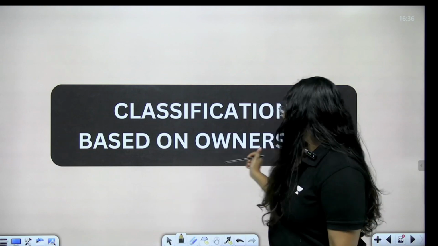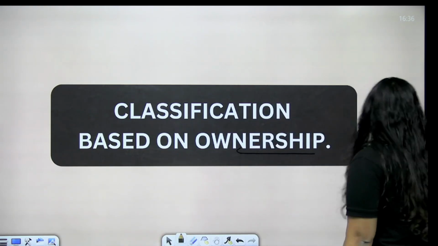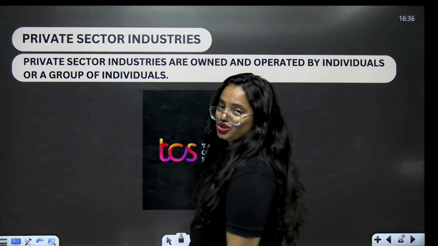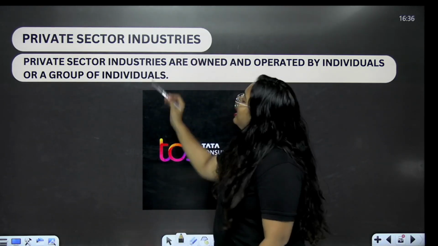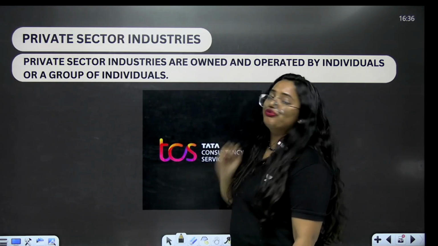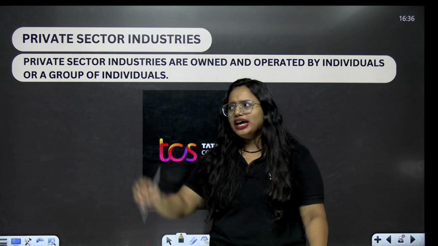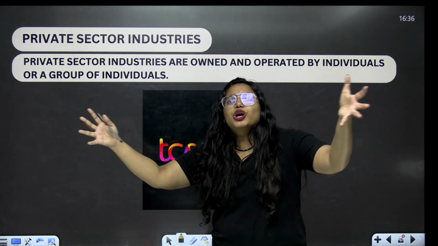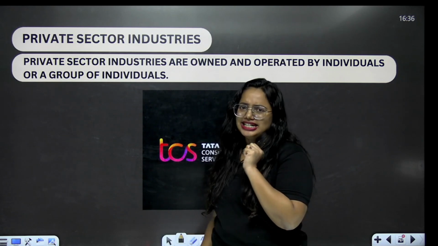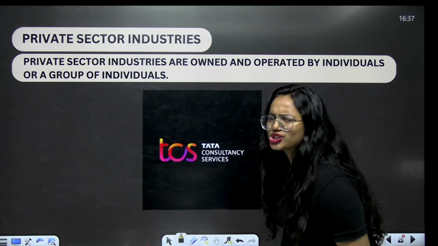And now what we are going to learn is all about the next classification. Classification based on ownership. Very, very important. So in this way, we are going to learn the very first one, private sector industries. What does that mean? This is owned by an individual or a group of individuals. It can be owned by an individual or a group of people. Let's take an example. What is that? TCS, Tata Consultancy Services.